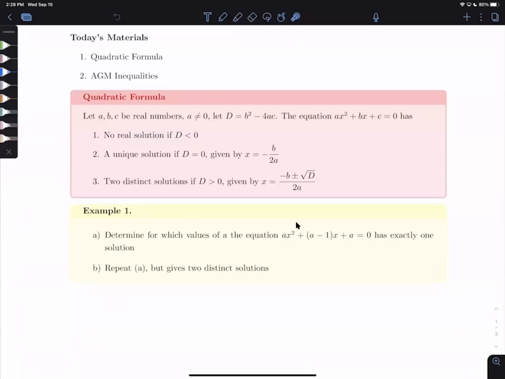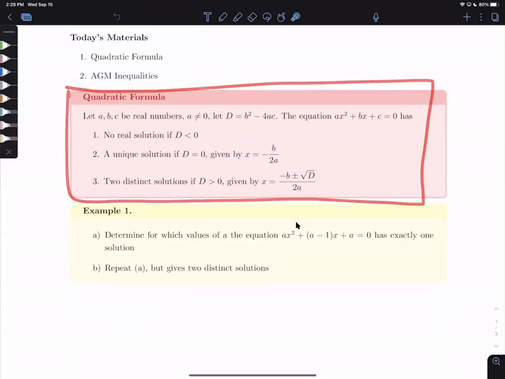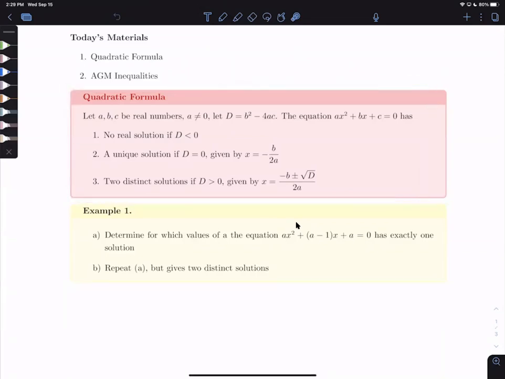Cool. So quadratic formula, what you need to know is in this red box. That's everything you need to know. You do not need to know the proof of the quadratic formula. You will be tested on pre-class quizzes, which you've been tested on already. But for your own quiz, you don't really need to know the proof. You only need to know the result.